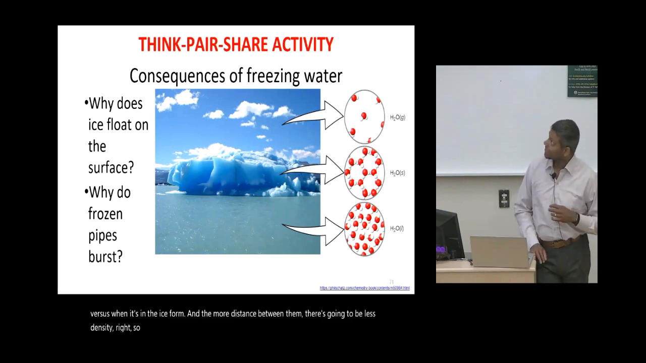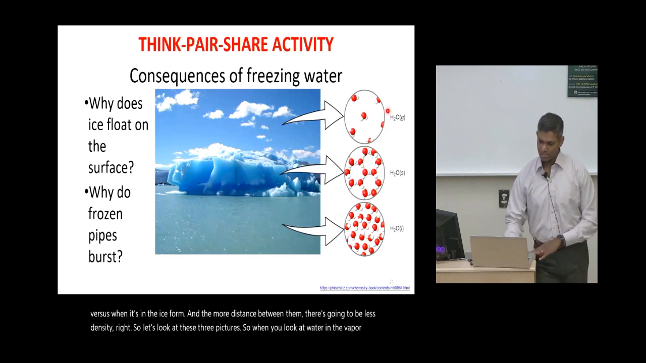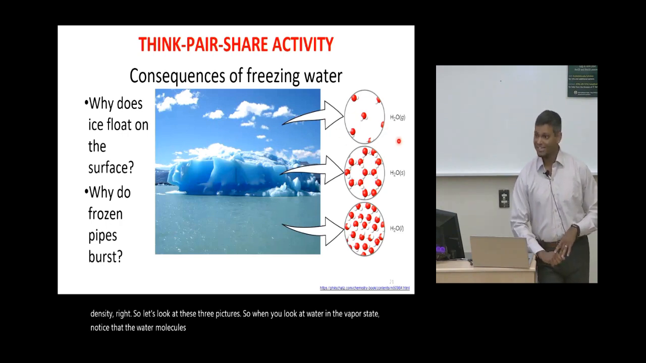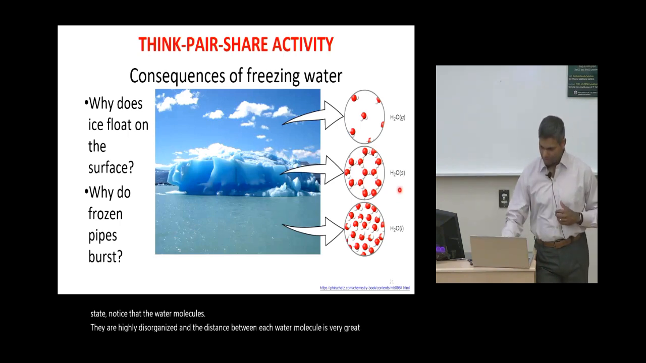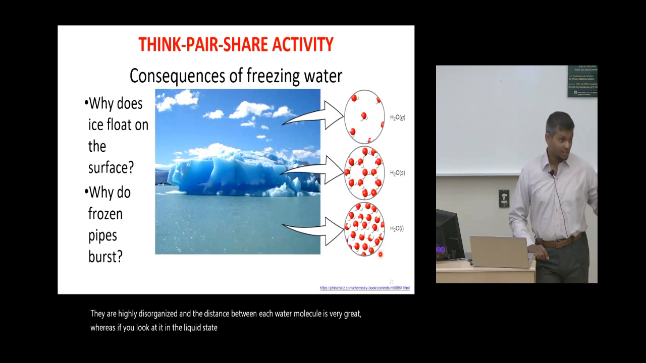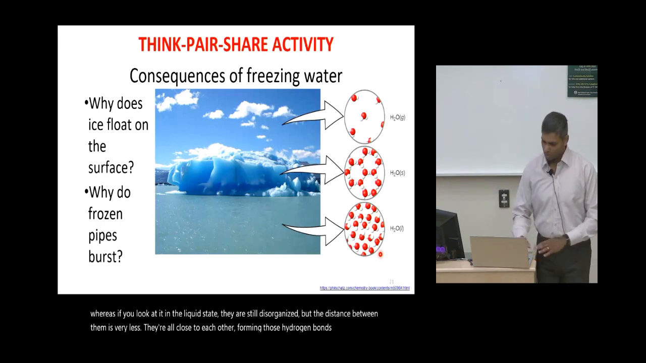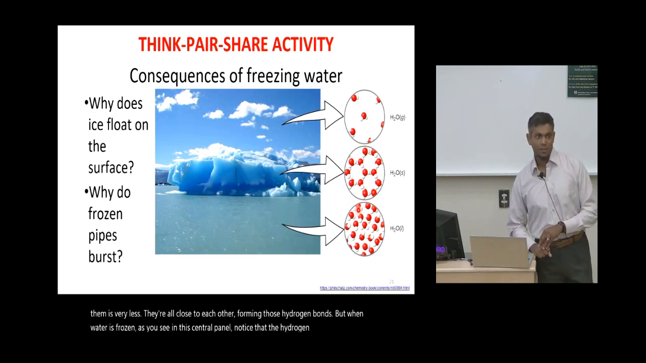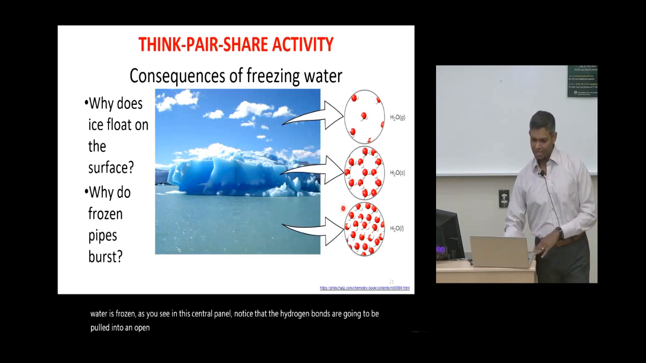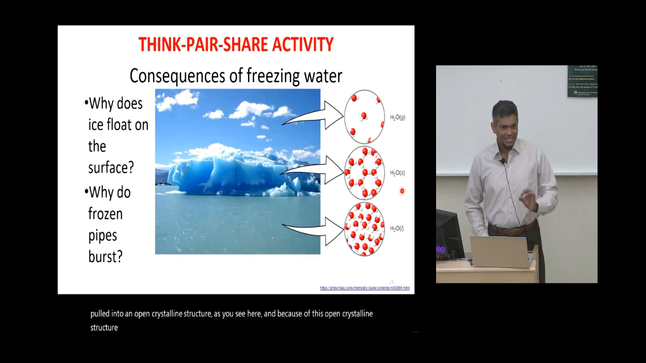So let's look at these three pictures. When you look at water in the vapor state, notice that the water molecules are highly disorganized, and the distance between each water molecule is very great. Whereas in the liquid state, they are still disorganized, but the distance between them is much less. They're all close to each other, forming those hydrogen bonds. But when water is frozen, as you see in this central panel, the hydrogen bonds are going to be pulled into an open crystalline structure, as you see here. And because of this open crystalline structure, there is less density.